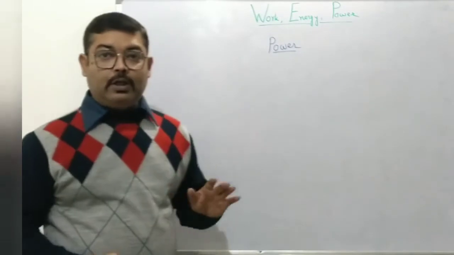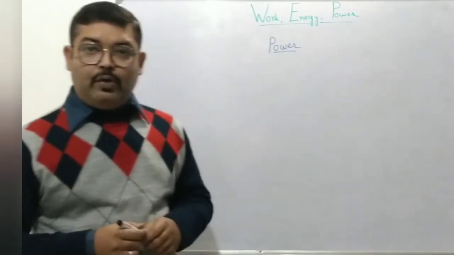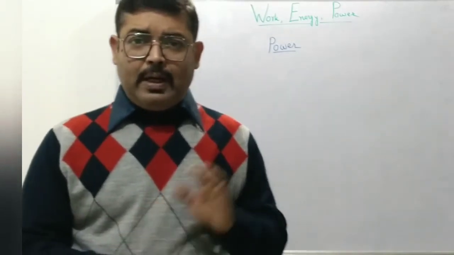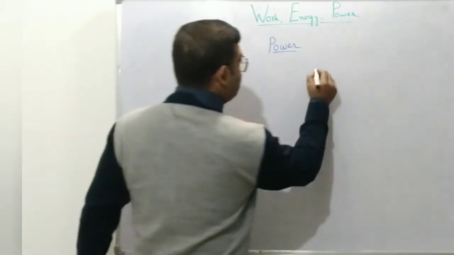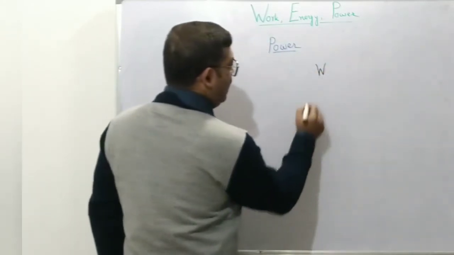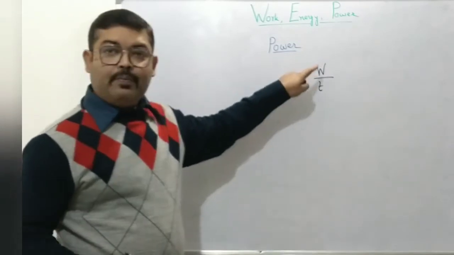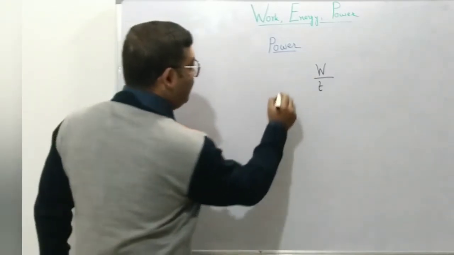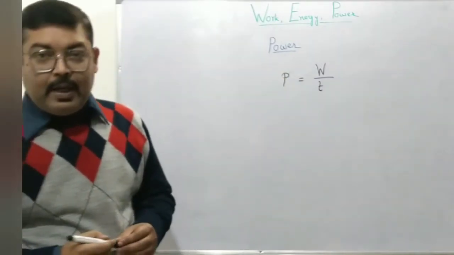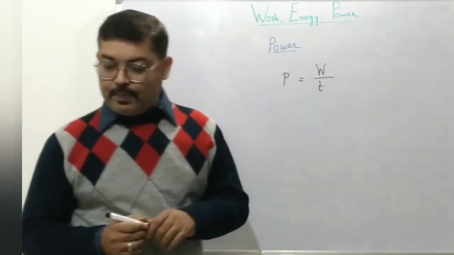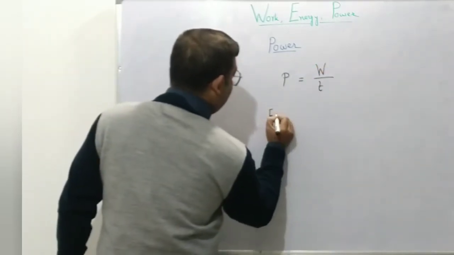Now let's move on to the third term of work, energy and power, that is power. What do we mean by power? Power is defined as the rate of doing work. Let us say we do a certain amount of work, W, in a given time, say T. Then this ratio, work done per unit time, will be the power. Rate at which work is done is known as power, which means it has the dimension of work by time.